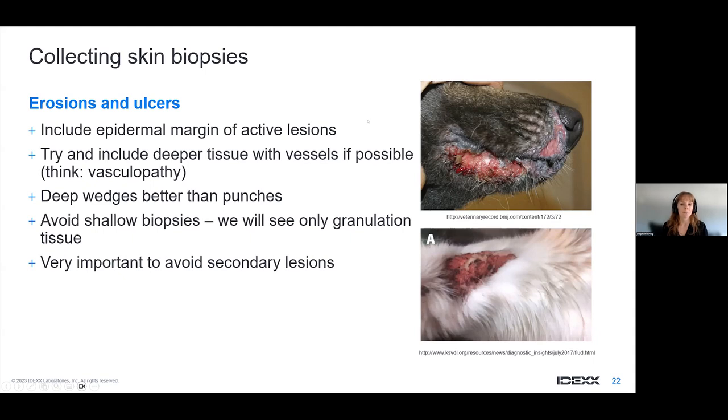So I would really like to see a biopsy that includes the margin of this and the intact skin surrounding it. With the ulcerations and erosions, it's really helpful to have deep biopsies as well, because they are not so rarely caused by an underlying vasculopathy, which we won't be able to see if we have a very superficial sample.